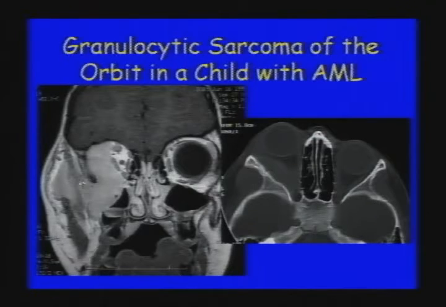Here's another enhancing mass destroying the lateral orbital wall, but not very much destruction of that lateral orbital wall, and causing proptosis. And this is a chloroma or a granulocytic sarcoma of the orbit in a child with AML. And this may be one place where you can look like a star, because if you see one of these, it may precede the diagnosis of leukemia. And this kid actually, it took 3 or 4 months. They kept treating him for orbital cellulitis before he finally popped up with his AML.